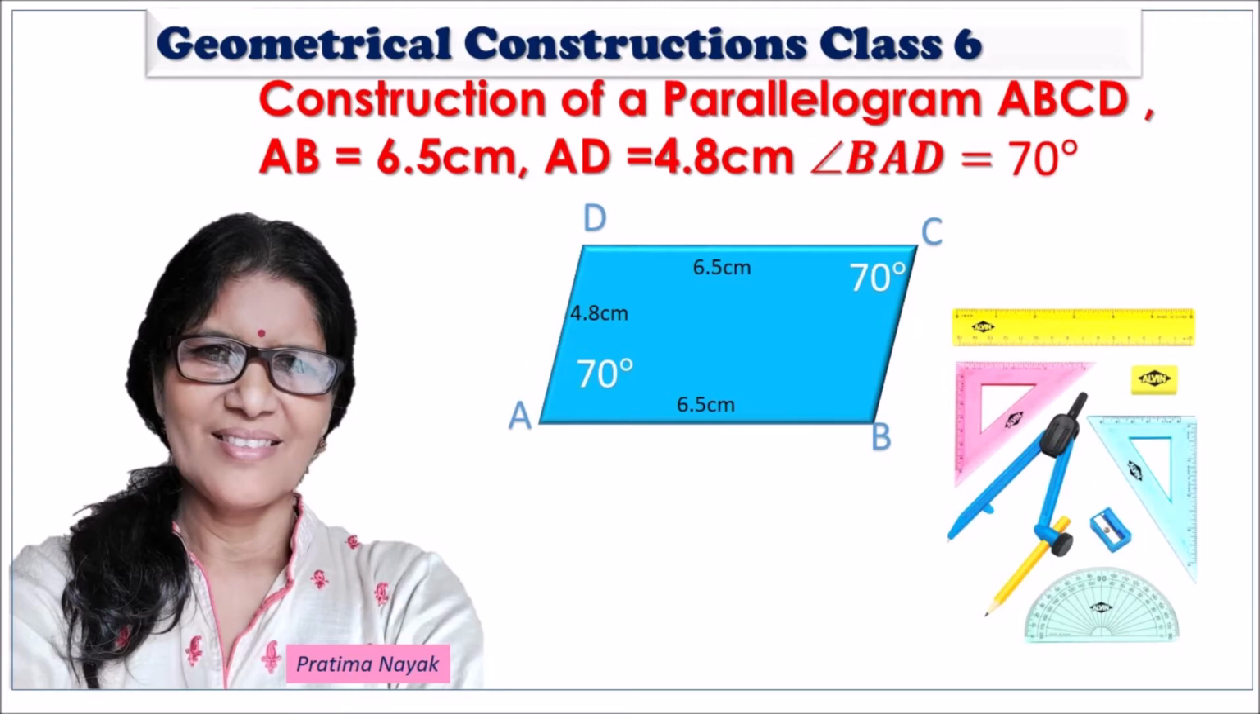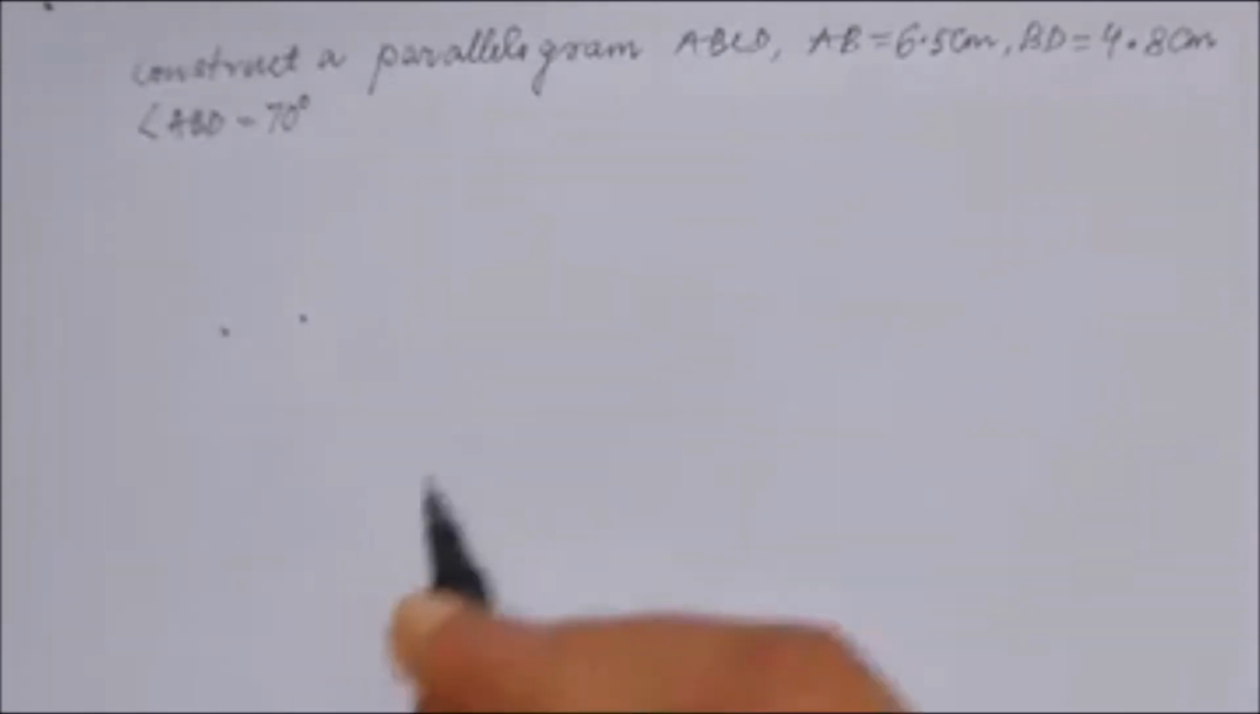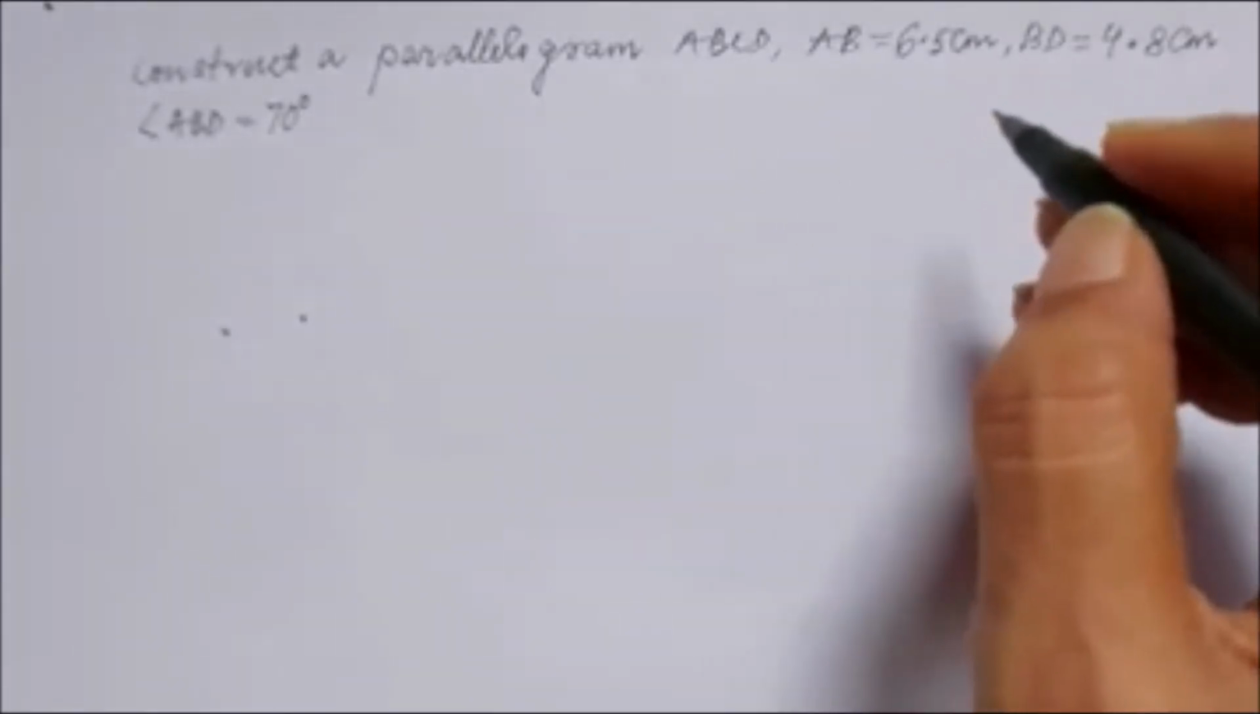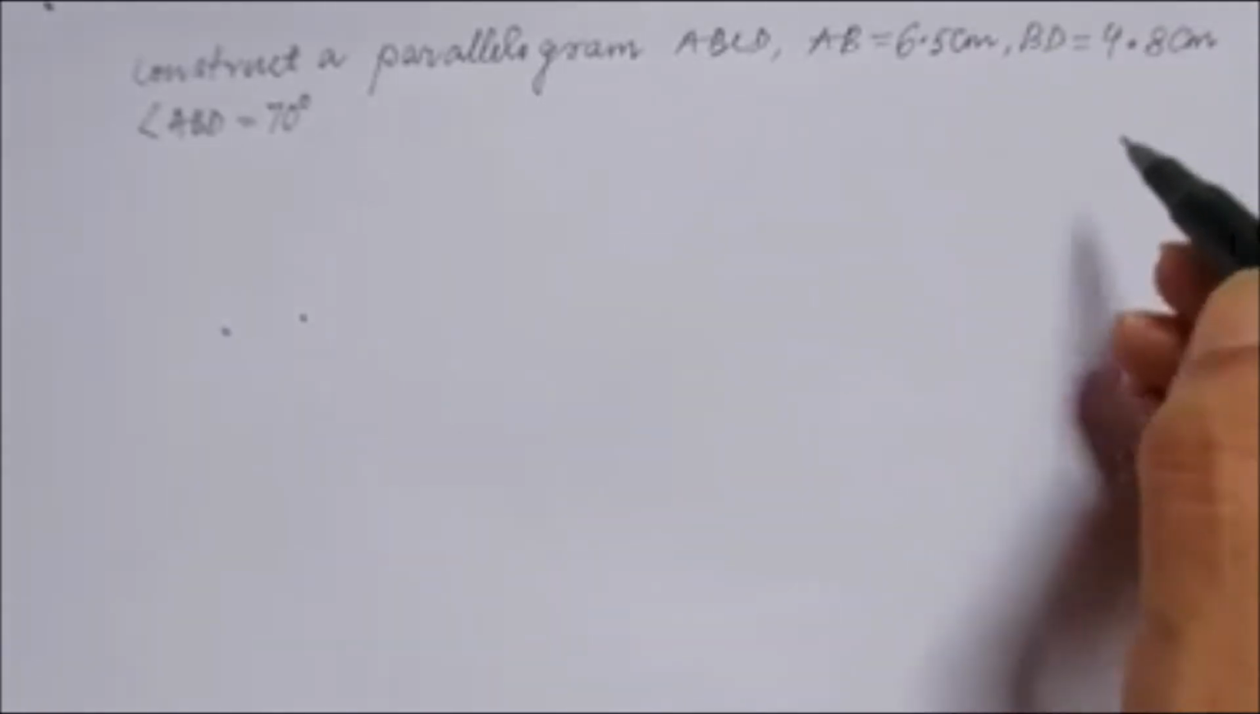Today we will learn how to construct a parallelogram. We will learn to construct a parallelogram ABCD, where AB is equal to 6.5 centimeter, AD is equal to 4.8 centimeter, and angle ABD is equal to 70 degree. So I am drawing a rough diagram of it.